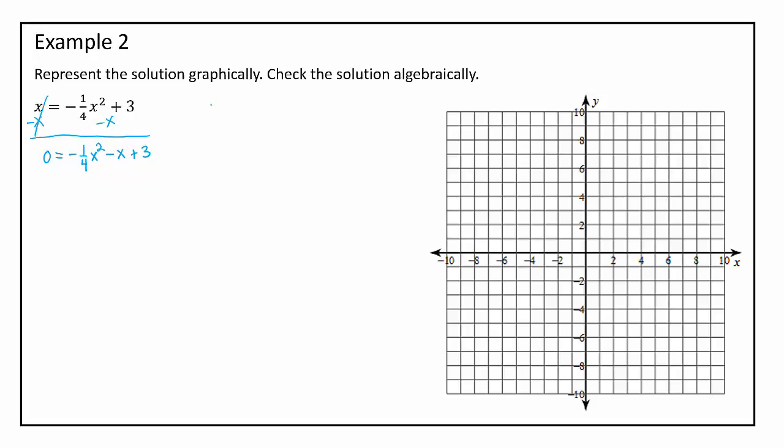Now, if you solved it the other way, you would end up with a positive and a positive and a negative. And what's going to happen is these graphs will look slightly different from each other, but they should both give us the same answers. So it ends up not mattering which direction you go. So I'm going to replace the 0 with y.